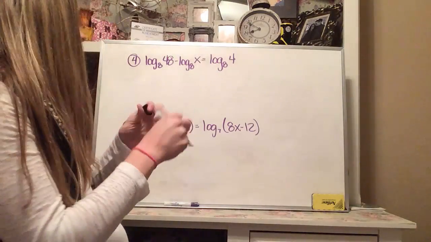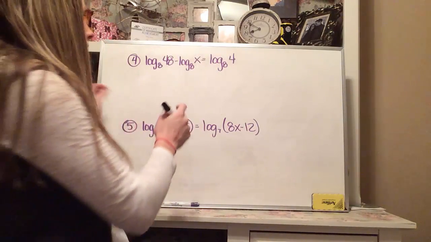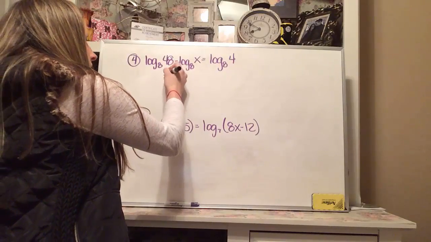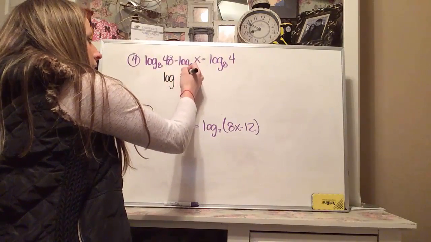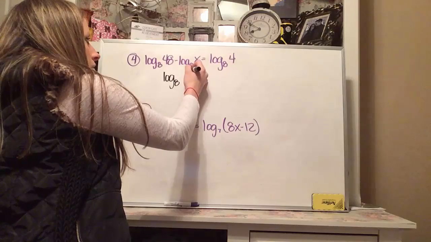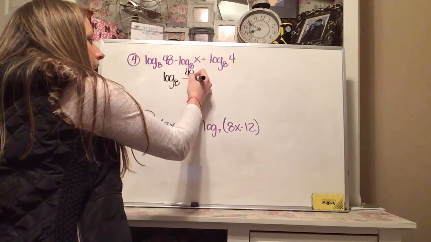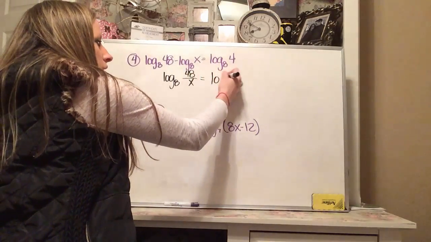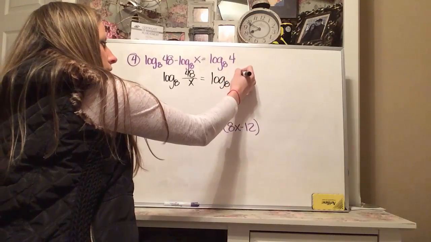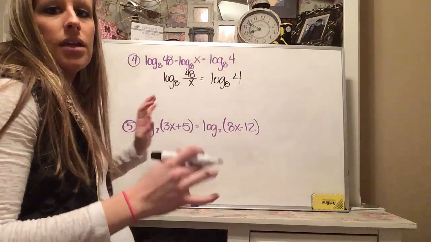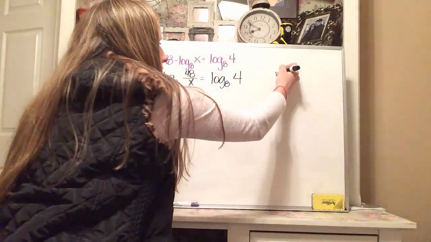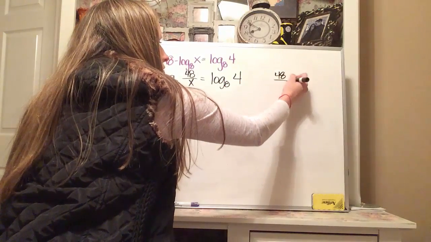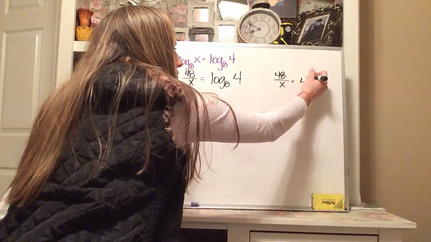Okay, so number 4, you condense both sides, so we're subtracting. That means we're gonna divide. So log base 8 of 48 divided by x equals log base 8 of 4. Okay, once they're simplified, we can set them equal to each other. So 48 divided by x equals 4.